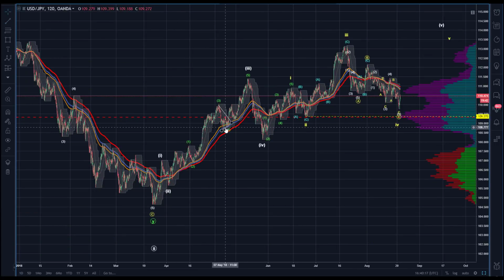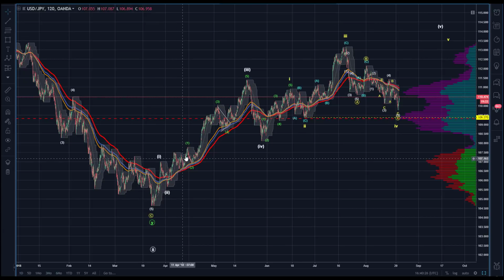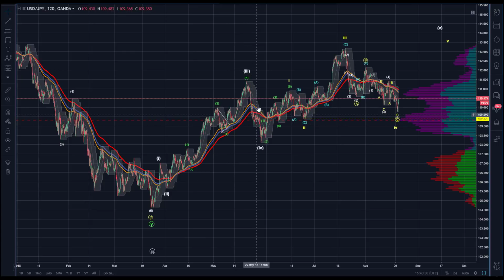So it looks like we've got a 4 in here. All right, and then it looks like we finish 1, 2, 3, 4, 5. So I'm fairly solid about the impulsive structure to give me my 3. Well, down we come for the 4. Looks like I get an A, B, C down in my 4. So we want to check that, of course.